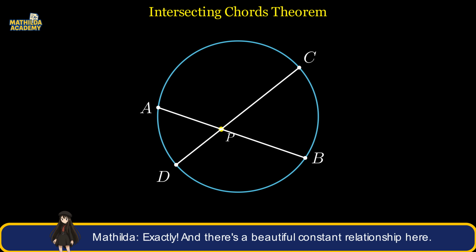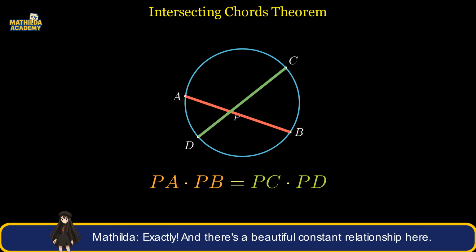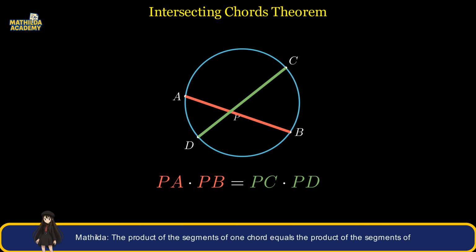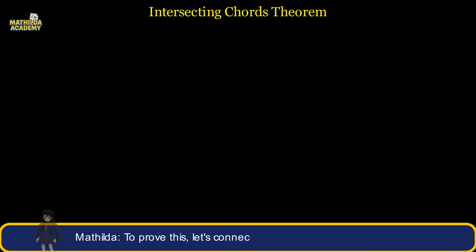Exactly, and there's a beautiful constant relationship here. The product of the segments of one chord equals the product of the segments of the other. To prove this, let's connect A to C and B to D to form two triangles.